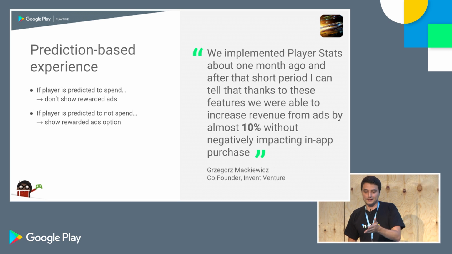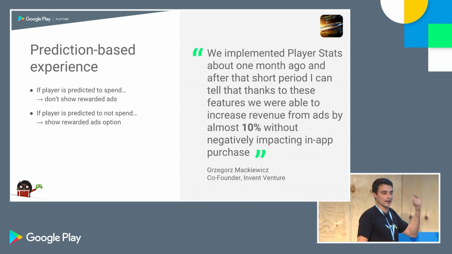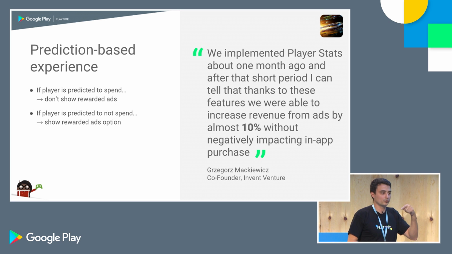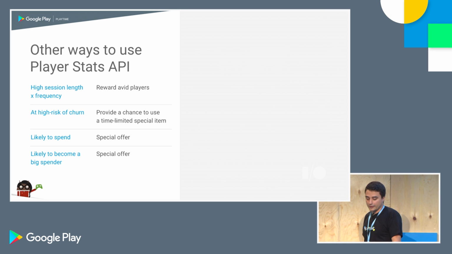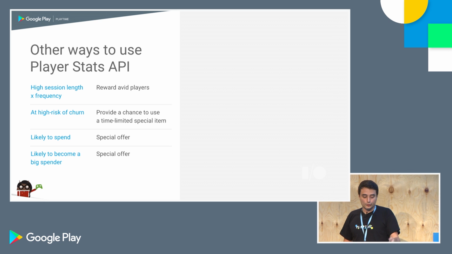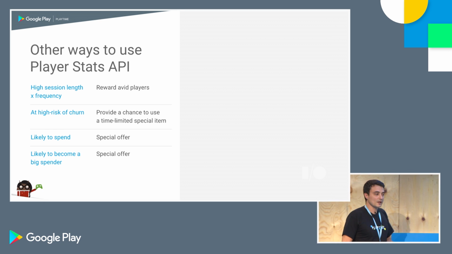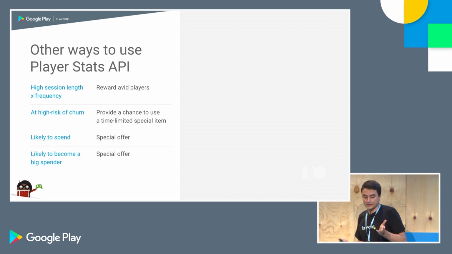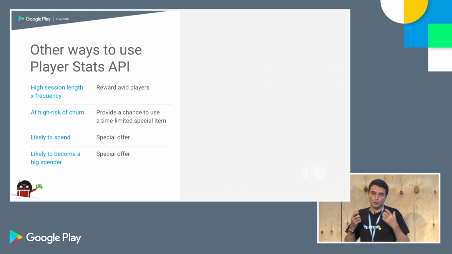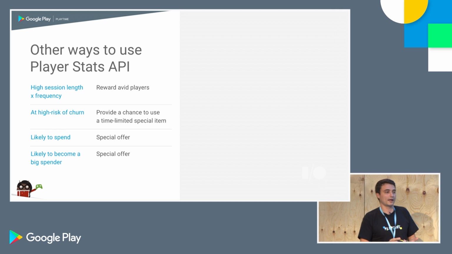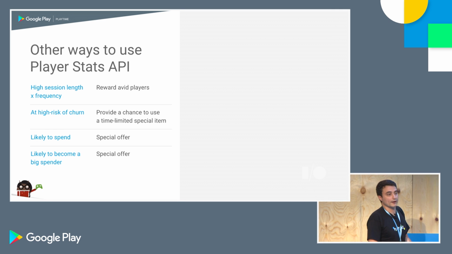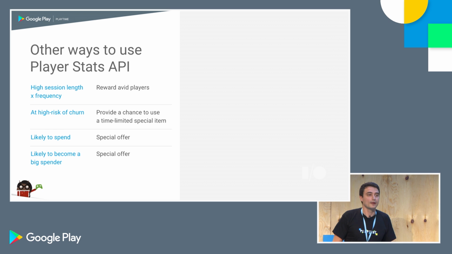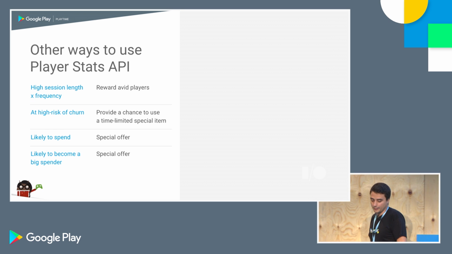You got some ideas from Fred's talk on how you can actually start thinking about different types of users and target them. Here are some other ideas, just how to use this data. You can, for example, target high session length and frequency. So basically the most avid players on your game with a reward. And you can get the information about them, again, through the player stats API.